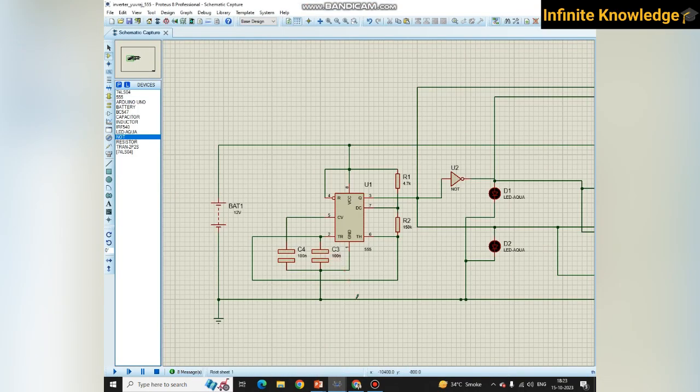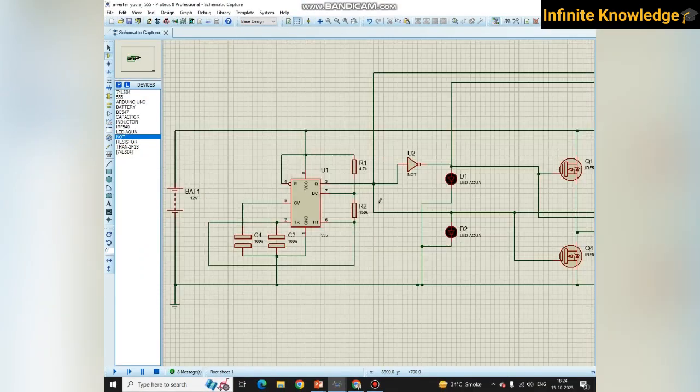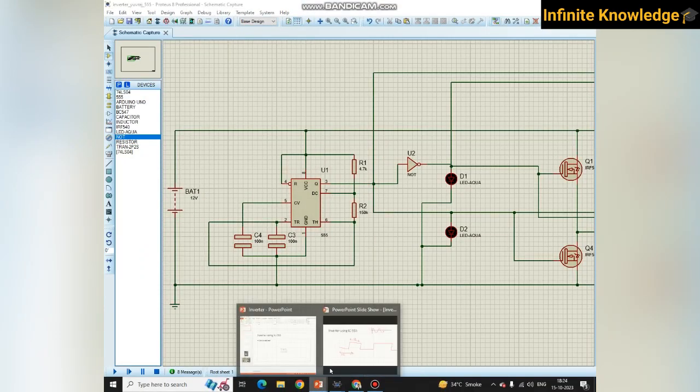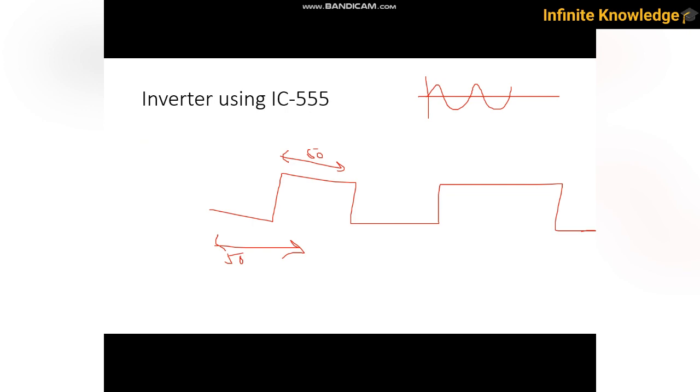So I think until now you are very clear about this IC 555 and the output of this pin. But the major twist is here. What is the major twist? Here is your output, and what does the output look like? 0 1 0 1 0 1 0 1. Do you understand anything from this?